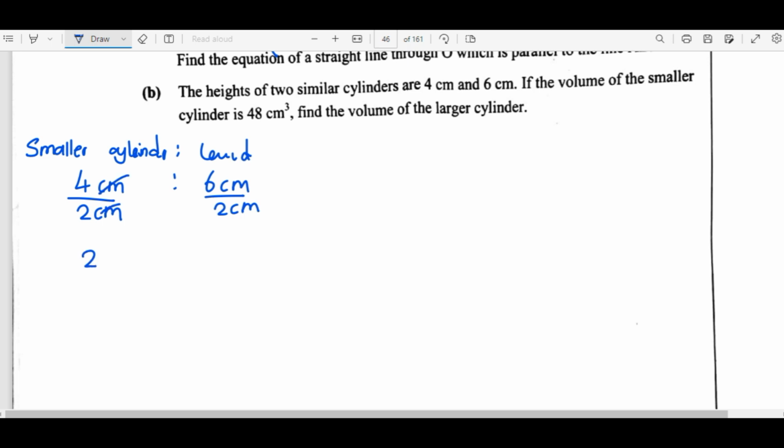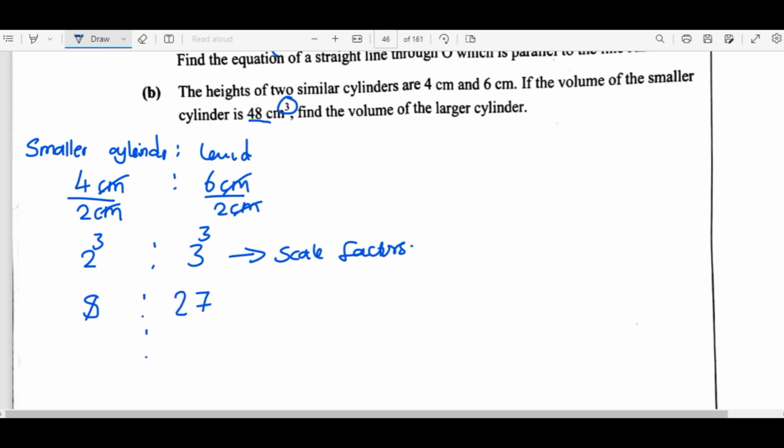2 into 4 is 2. Then 2 into 6 will give us 3. So these are known as scale factors. Now, what are we supposed to do if we are dealing with volume? We know that volume is raised to the power 3. We are going to raise our factors to the power 3. So 2 raised to the power 3 is 2 times 2 times 2, which gives us 8. 3 raised to the power 3 will give us 27.